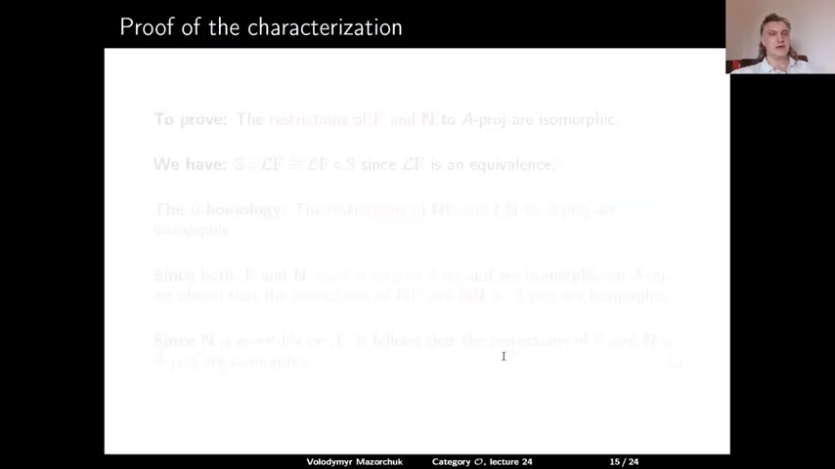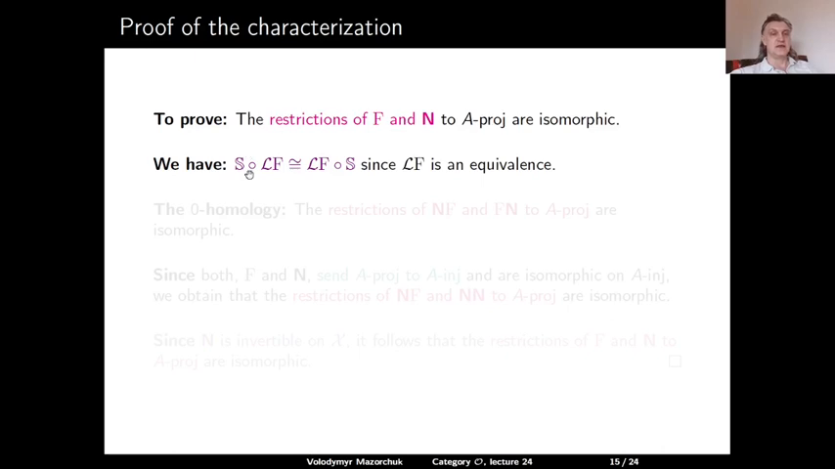So now we can prove our characterization of Serre functors. What we need to prove is that the restrictions of F and N to projective A modules are isomorphic. Since the Serre functor commutes with any autoequivalence, it must commute with the left derived of F, since this left derived functor is an equivalence. Taking the zero homology in this isomorphism, we get that the restrictions of NF and FN to projective A modules are isomorphic as functors.